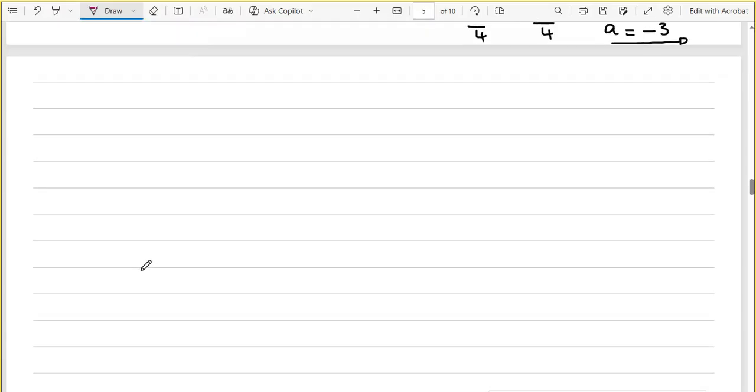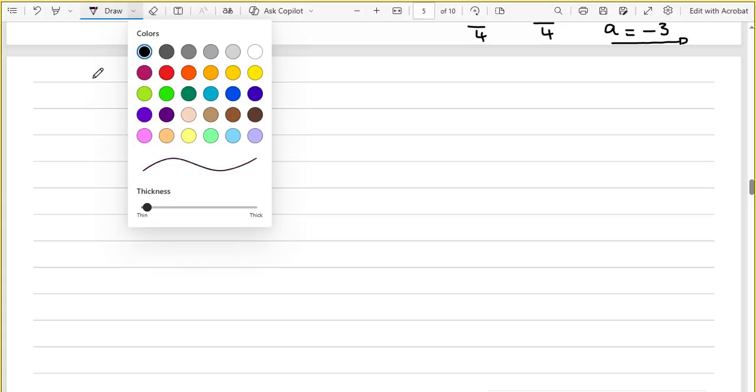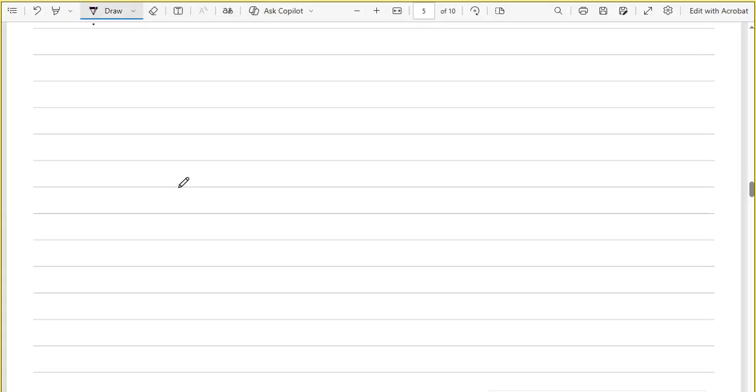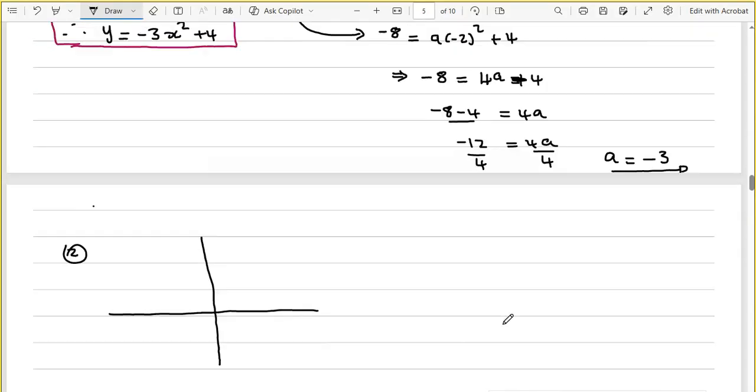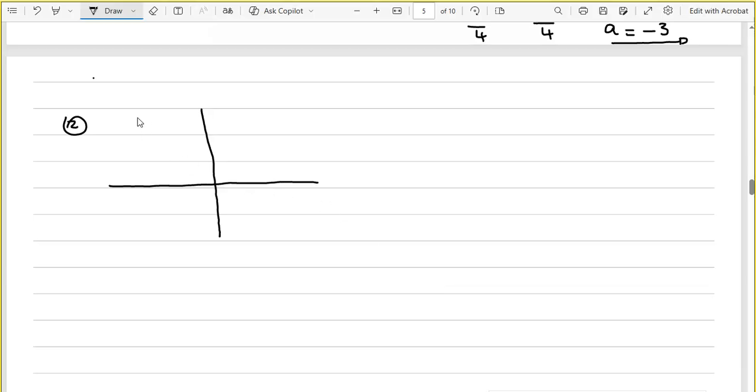Yes. Okay, let's change and say the second equation looks like this. If you look at this equation, it's concave down, meaning a is less than 0. So let's say we have another graph that looks like this. And then the turning point is 0 and -3. And then any other point, let's say we are given 2 and 5. Right. So let's find the equation.